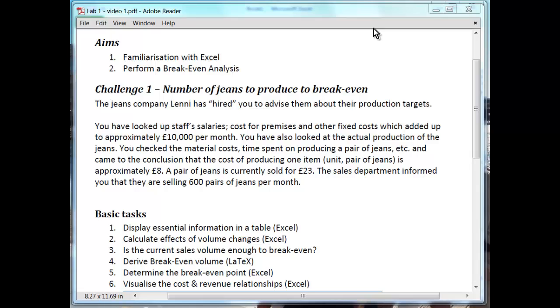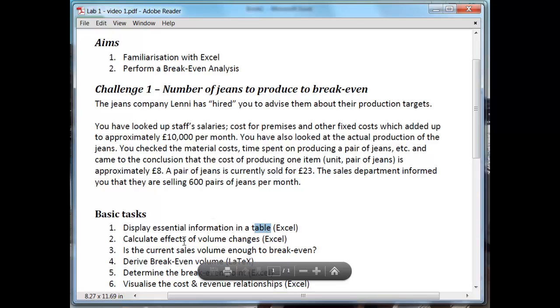Let's have a little plan. So the first thing which we want to do is display all this essential information in a table. Then what happens if we vary the volume? What happens if we have 600 pairs of jeans? Do we make a profit with that? Okay. If not, do we at least break even? Is the current sales volume enough to break even?